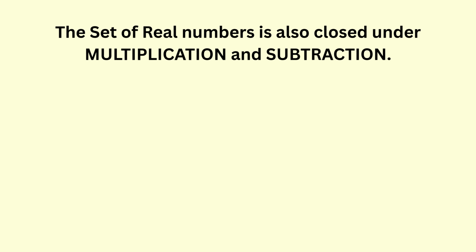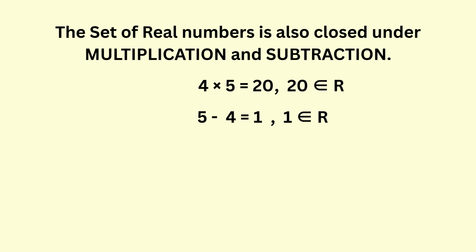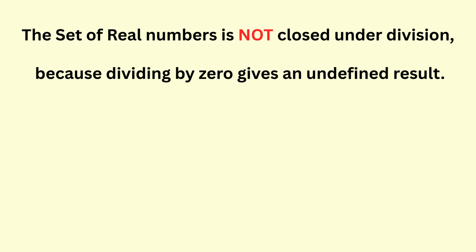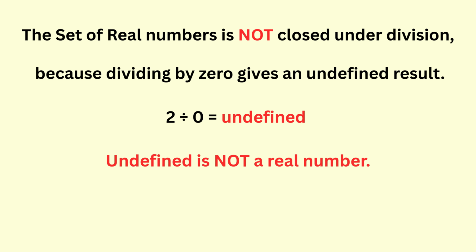It's the same for multiplication and subtraction. If we take any two real numbers, such as 4 and 5, and multiply them, or subtract them, the result will always be a real number, regardless of the order that the numbers are in. However, real numbers are not closed under division because dividing by 0 gives an undefined result.